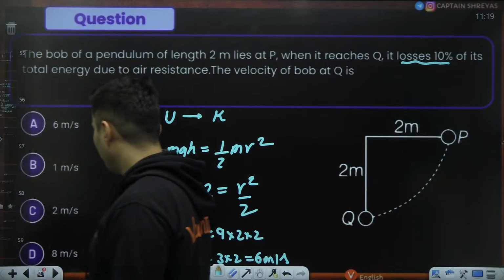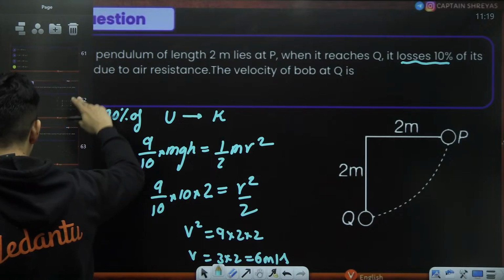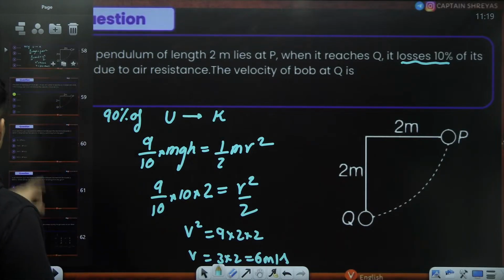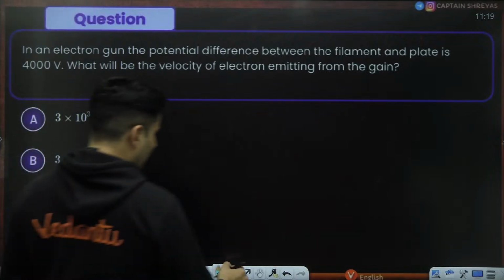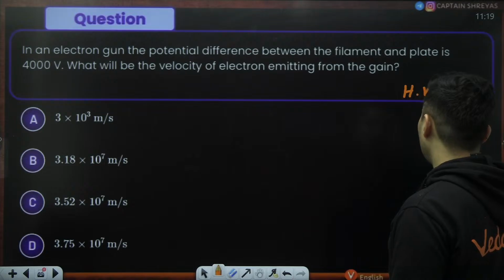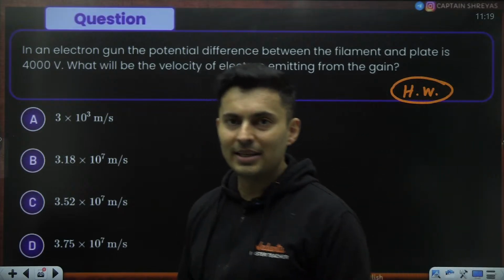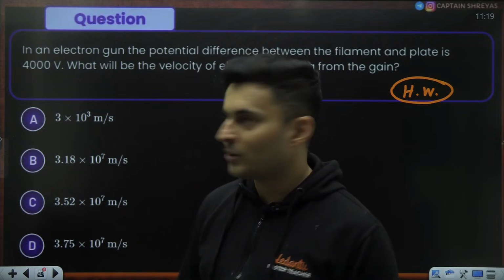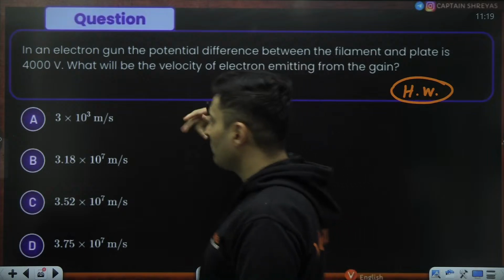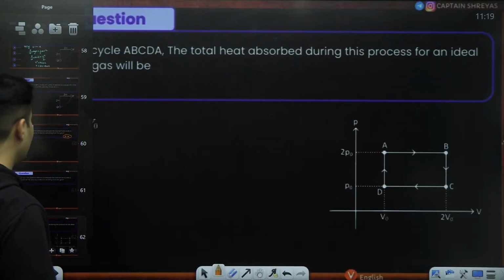Okay, cool. Fine. So let's see. Oh, the last 2 questions, I think we can give them as homework. The answers are there on the next slide, so that at least you will solve something and you will be compelled to do something. Okay. So in an electron gun, a potential difference is given. What will be the speed of the emitted electron? This is a nice question. And the next question is this.